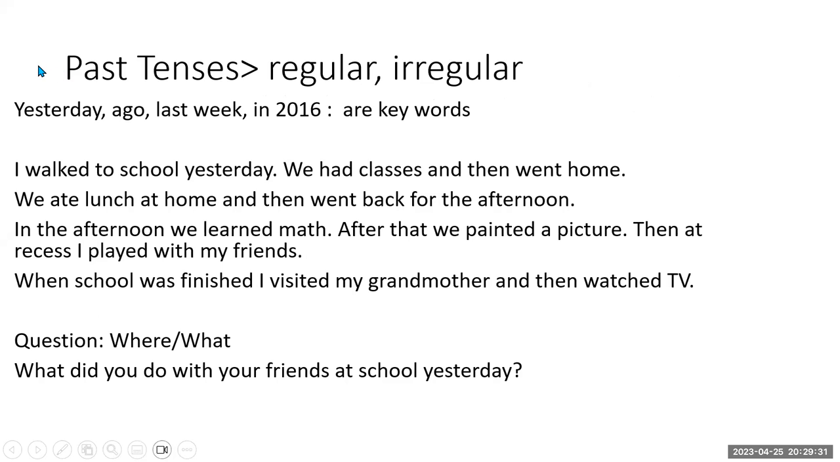Yesterday, ago, last week, in 2016 are keywords. I walked to school yesterday. We had classes and then went home. We ate lunch at home and then went back for the afternoon. In the afternoon, we learned math. After that, we painted a picture. Then I played with my friends. When school was finished, I visited my grandmother and then watched TV. Question: what did you do with your friends at school yesterday?